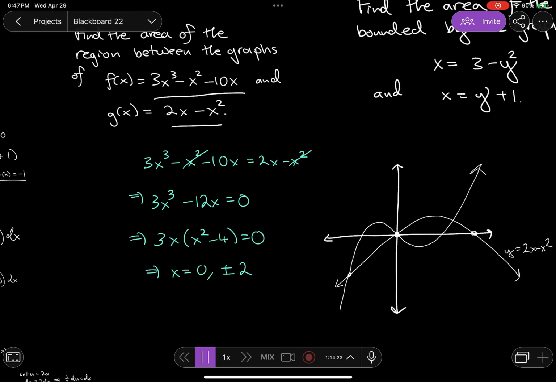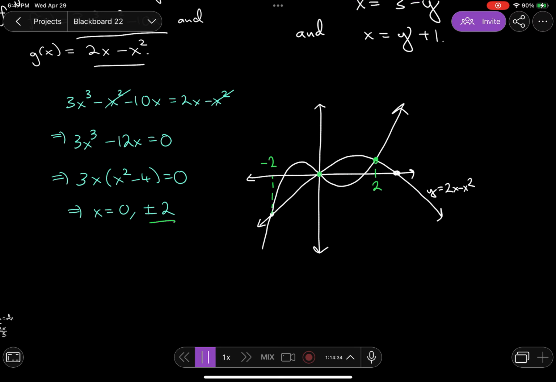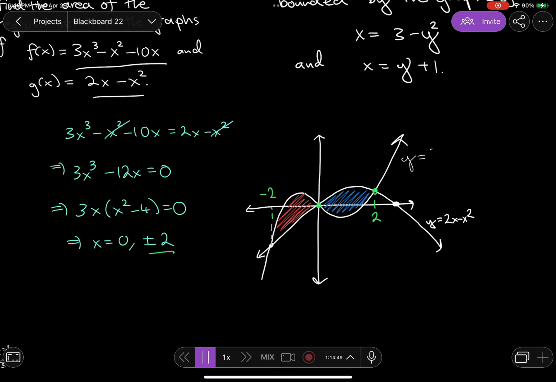Okay, so again, what we found was that this value right here is -2. This value right here is obviously 0. And this value right here is +2. But notice that I really need to compute two different areas here, this red area and this blue area. Why? That's a good question. The reason is, this top one is going to be 3x cubed minus x squared minus 10x.